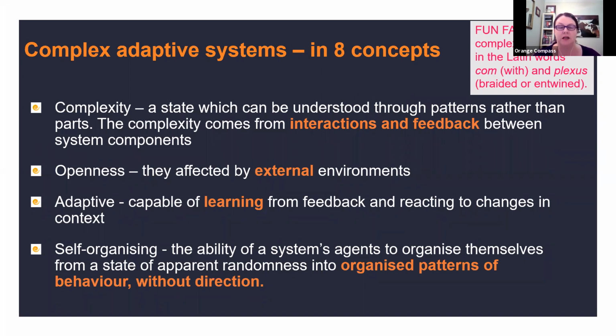Openness: essentially, complex systems are affected by external environments. It's more like an ocean than a fish tank. A fish tank's very controlled, an ocean not so much. They're adaptive, which means they're capable of learning from feedback and reacting to changes in context.